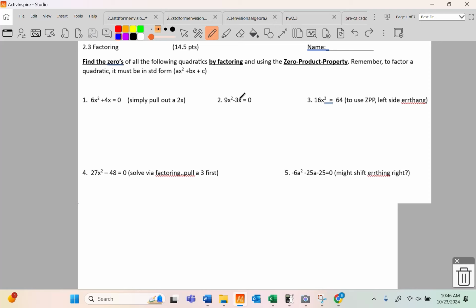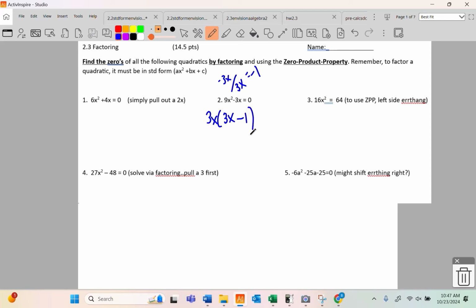And when I look at number 2, I think about what both terms have in common. This is not a trinomial, so I'm just going to think about what they have in common. They both possess at least a 3x, because 9x squared is divisible by 3x, because 3x times 3x is 9x squared. And if I divide a negative 3x by 3x, I find that I have a negative 1, so minus 1.